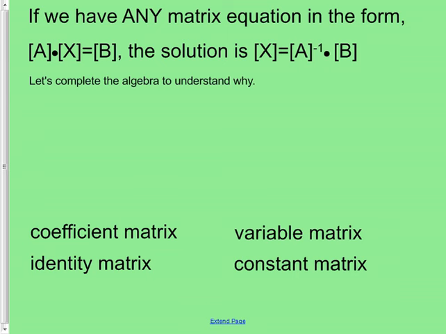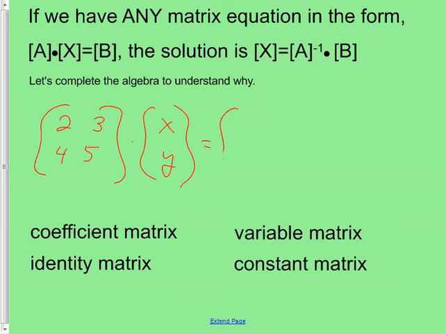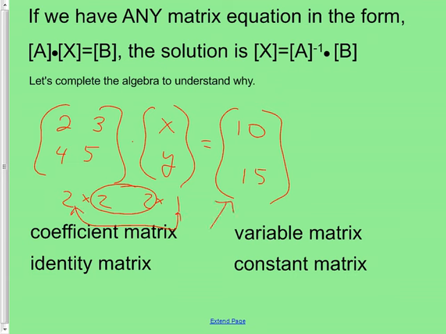All right, if I have two matrices, like for instance, everybody write these down. 2, 3, 4, 5 times x, y equals 10, 15. First of all, let's see if that even makes sense. This is a 2 by 2, right? This is a 2 by 1. Do they match up? Do they work? Yes, and they make a 2 by 1 matrix.